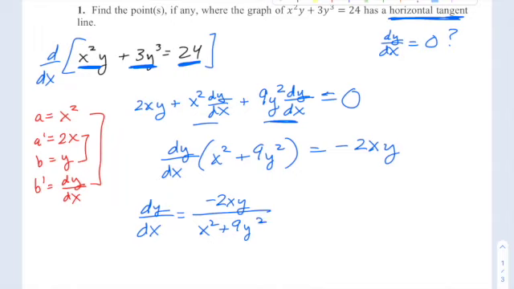So we got our derivative. Hopefully that wasn't too painful. And was it painful? Of course not. It was fun. It was amazing.